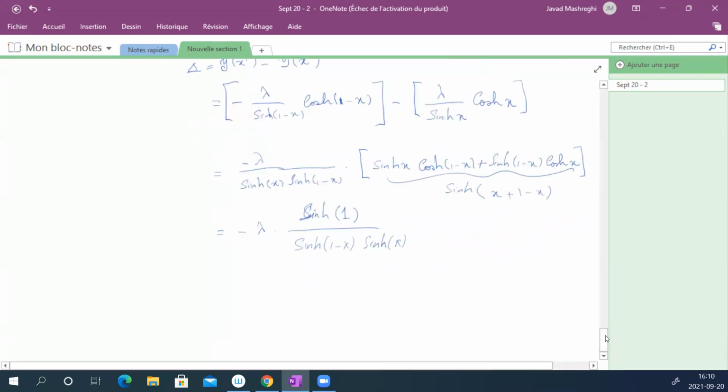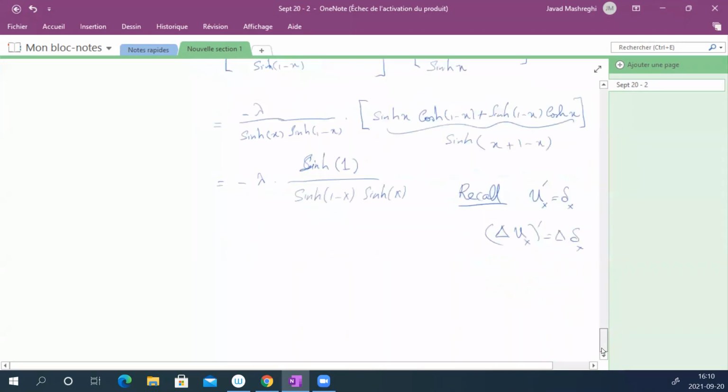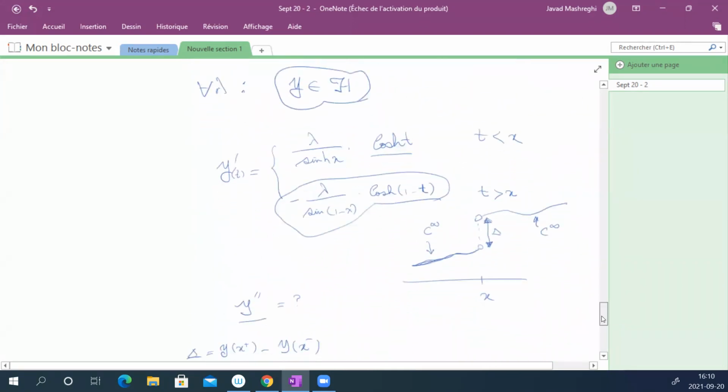And therefore, recall, when you have a jump at point x, the derivative is delta x. So if you multiply both sides by a constant, delta u_x prime is also delta x. It's a jump by delta, and we have this jump here.